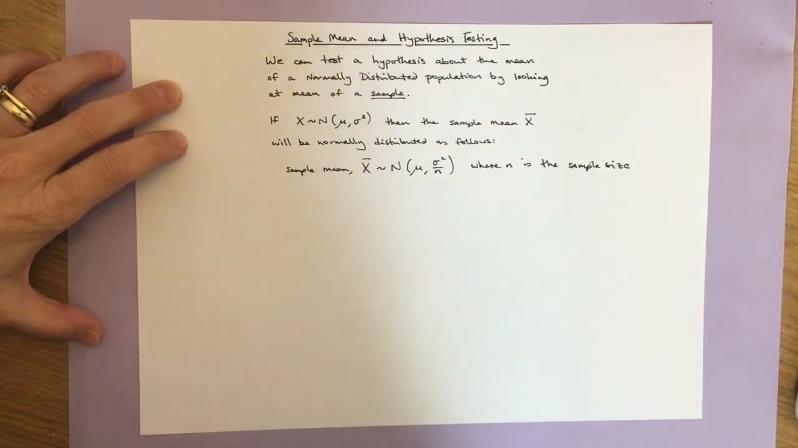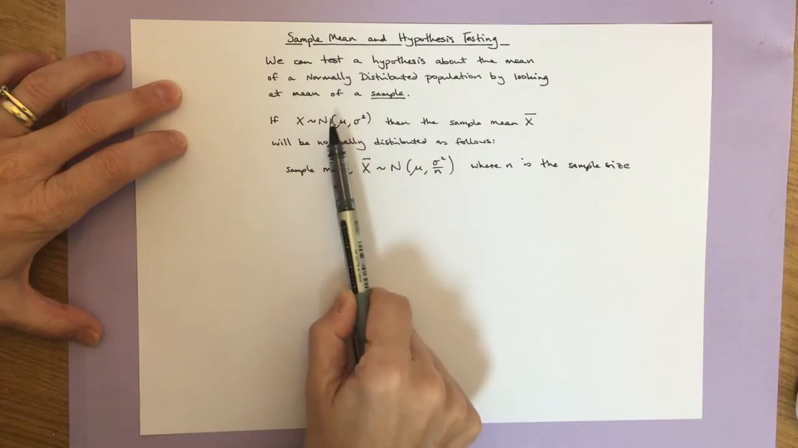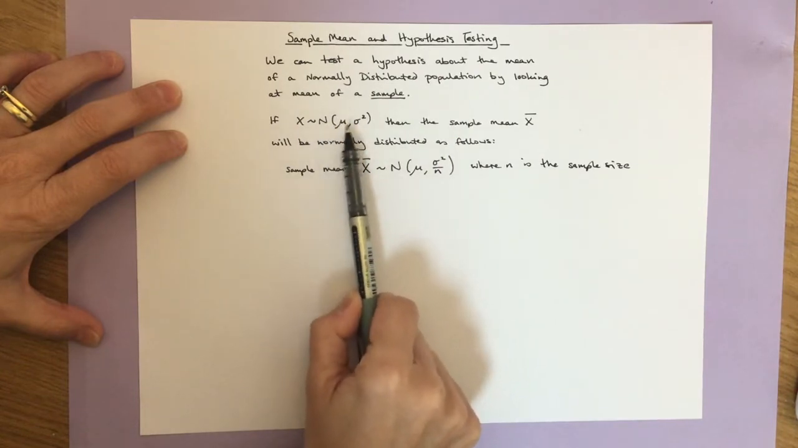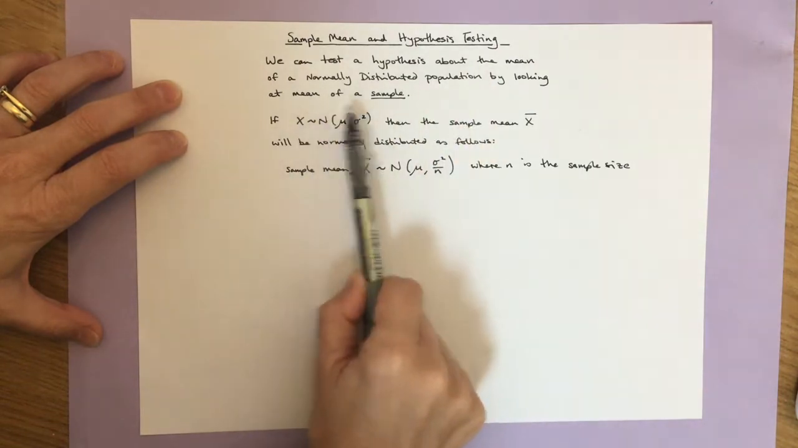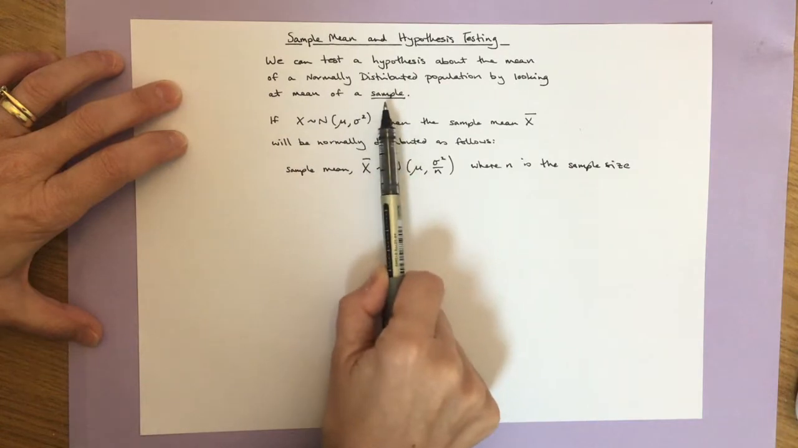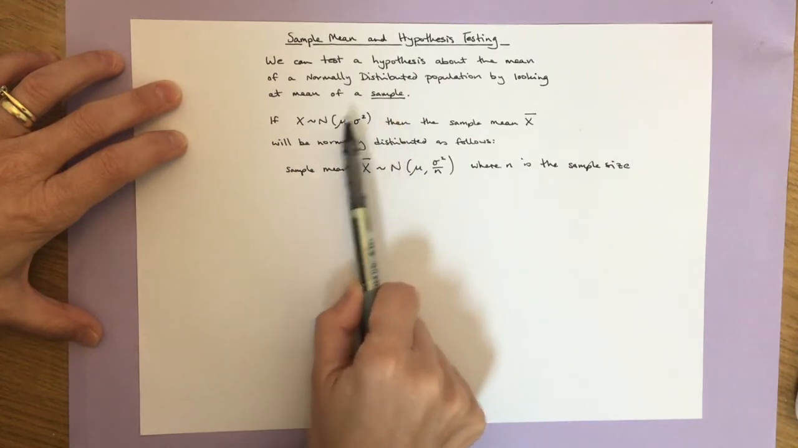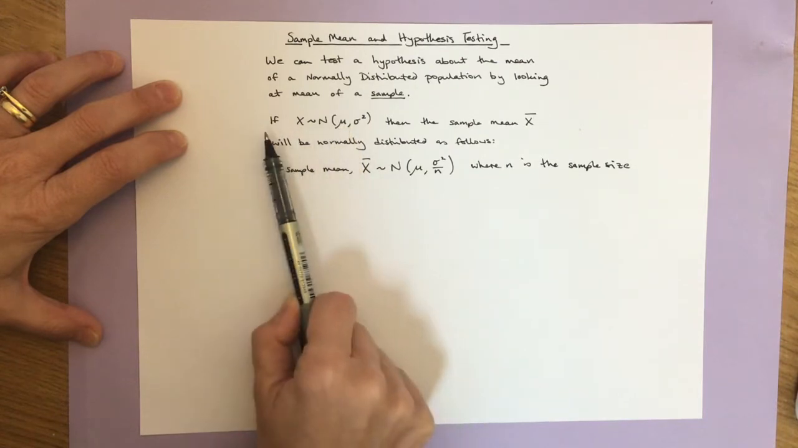So we can test a hypothesis about the mean of a normal distribution, the mu. We can test a hypothesis about that, whether we think it's changed, increased, decreased, by looking at the mean of a sample. So rather than looking at the whole population, if we've got some information about a sample, we can use that to test whether we think the mean has been affected in some way. So this is what we're going to do.